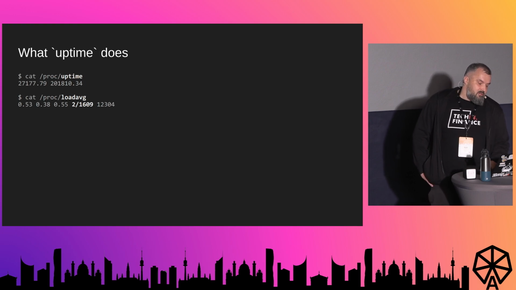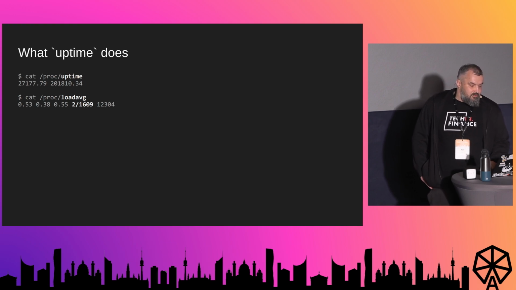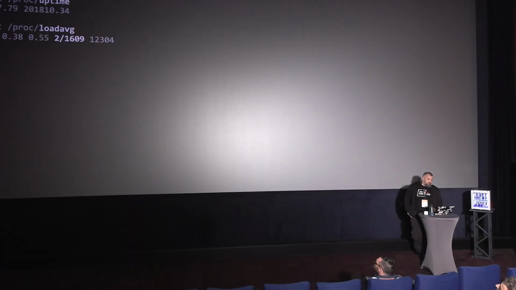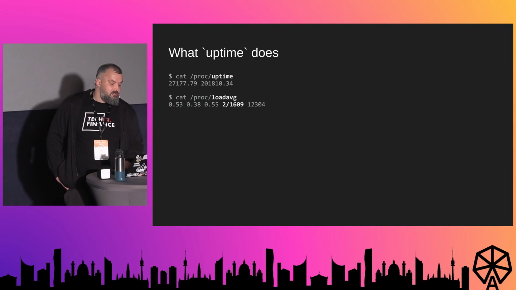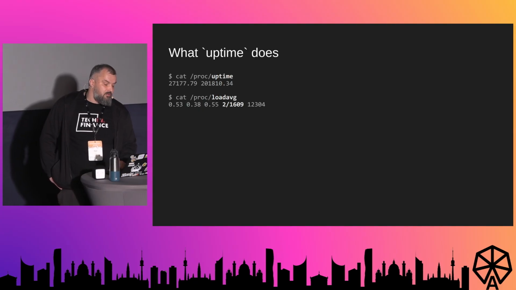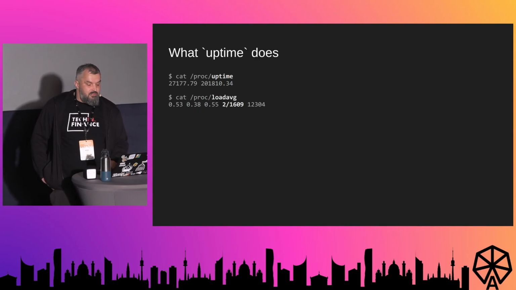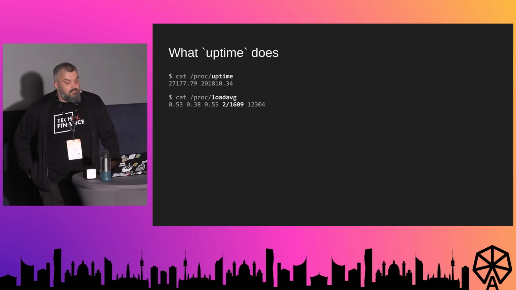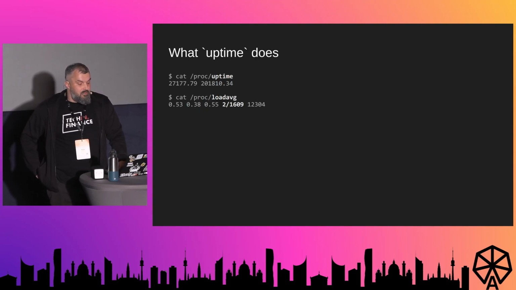Now, again, something all of us have used is the uptime utility, which tells how long the system has been running. It gathers information from the uptime file on the process file system, and it contains 2 numbers. The first one is what we are familiar with: the number of seconds the system has been up. In my case, it was something like 7.5 hours, because I had to do a restart.